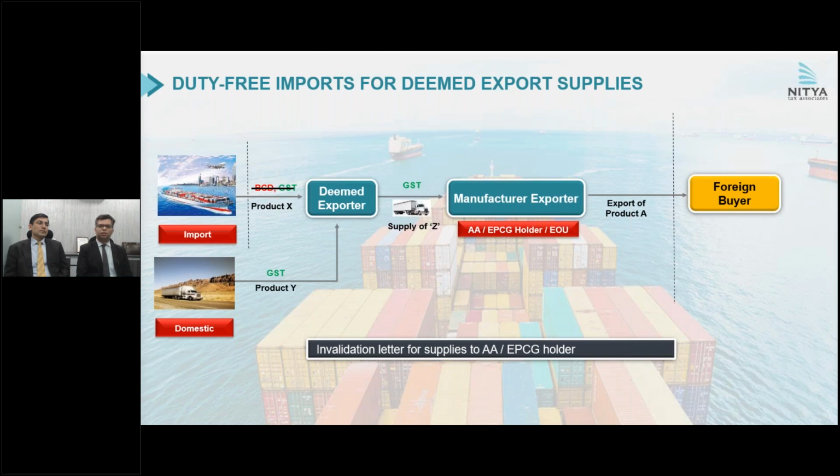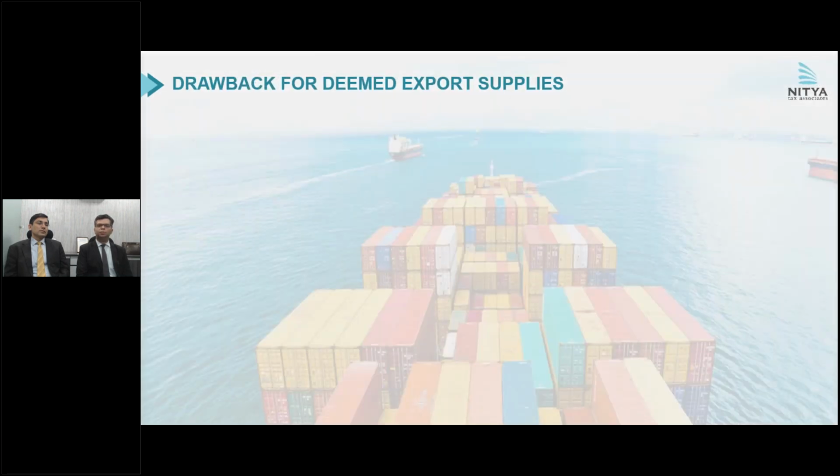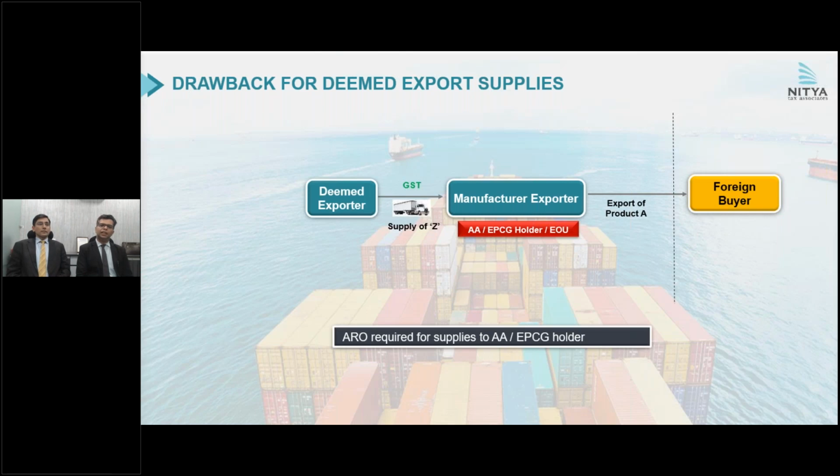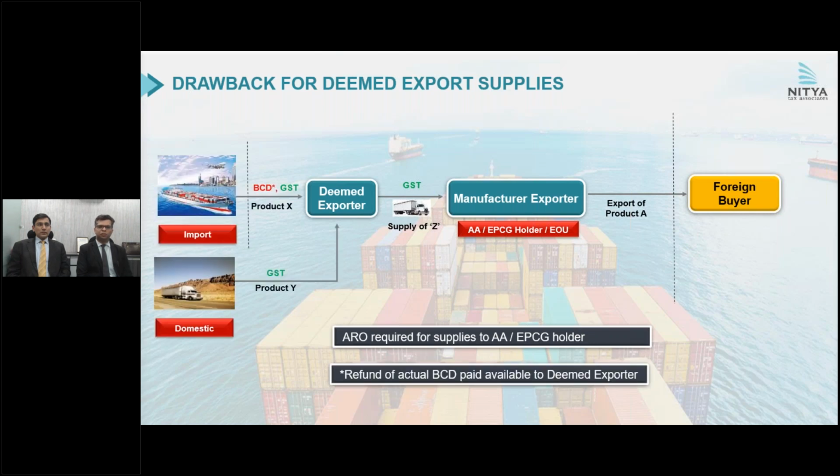Similarly, like for duty-free imports, the deemed exporter also has an option to claim drawback. So like in the previous example, once the deemed exporter gets an advance authorization invalidated in his favor, instead of procuring the inputs duty-free, he can procure the inputs on payment of duties, BCD and IGST, and whatever he has paid on his imports, the actual incidence he can claim as refund as deemed export drawback.